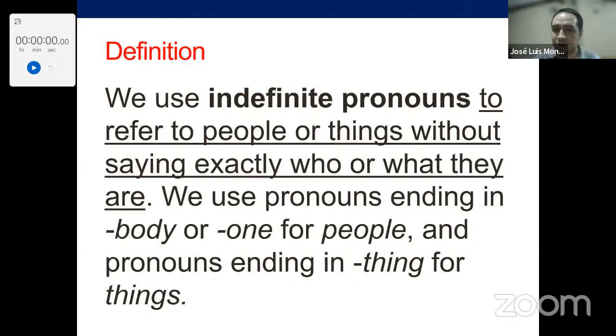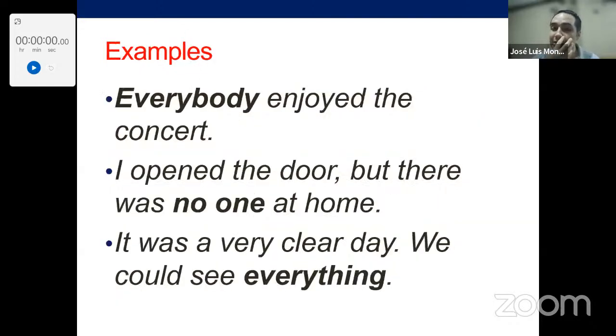That's something that we know, but we need to identify when it's a good idea to use some of them. As you can see here, you can use indefinite pronouns as subjects and as objects, right? That means they can be before the verb or after the verb. So let's read these examples, please.